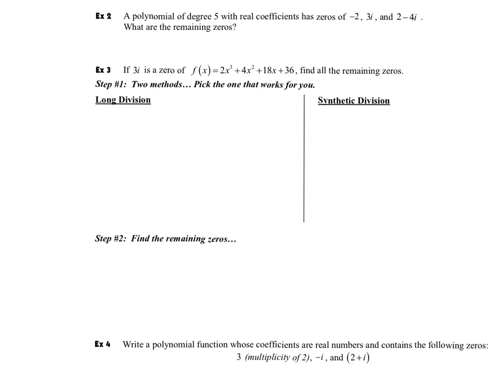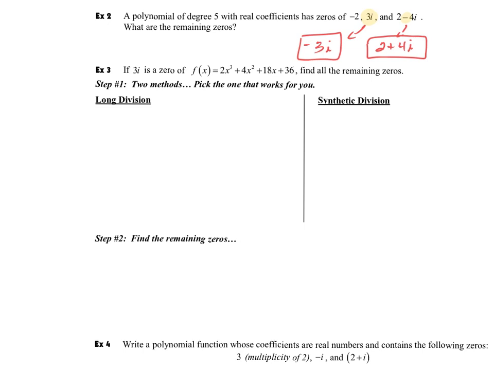And what this wants to call our attention to is the fact that our complex numbers, our imaginary numbers, need to come in pairs. So if 3i is a 0, then we should also have -3i as a 0. And if 2 minus 4i is a 0, then we need its complex conjugate. So 2 plus 4i should also be a 0. So that's really all that question is asking for us to do.